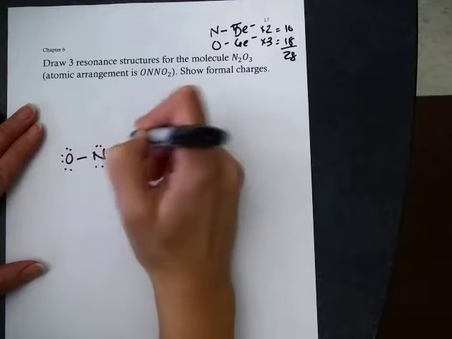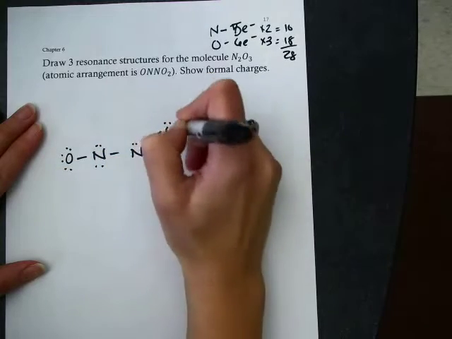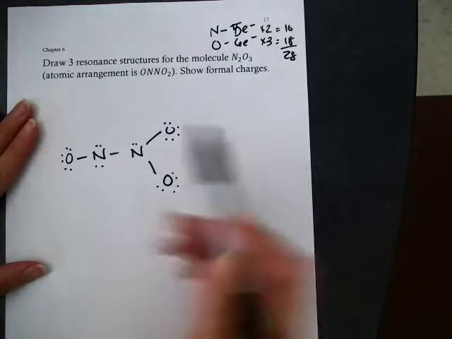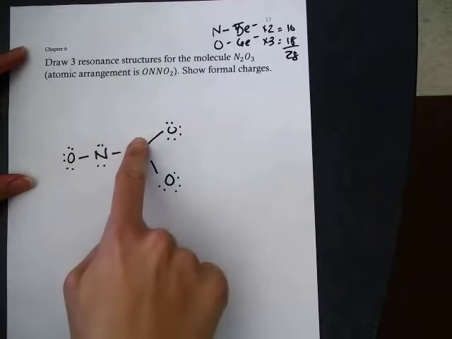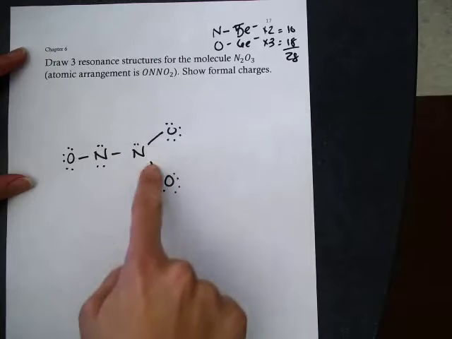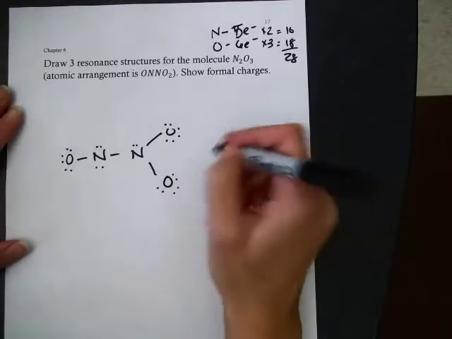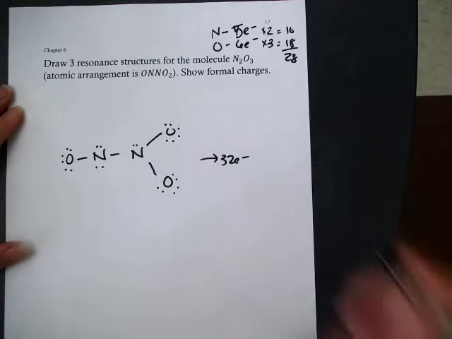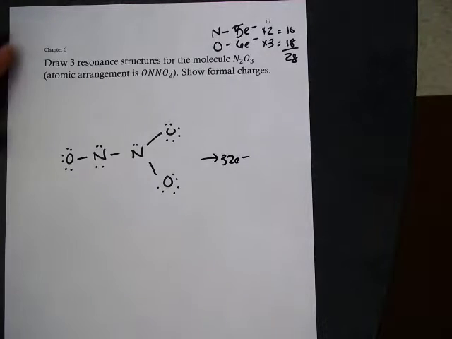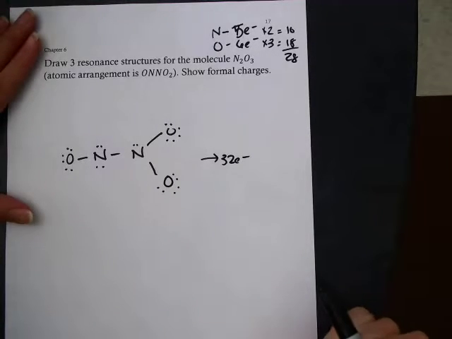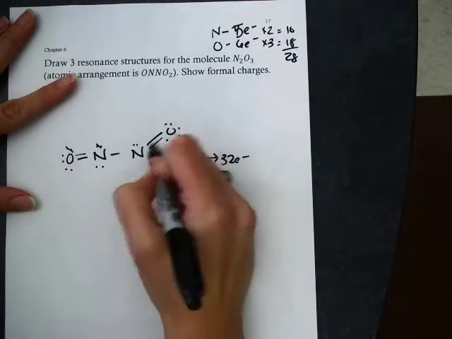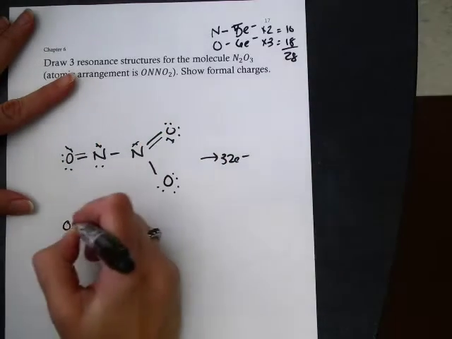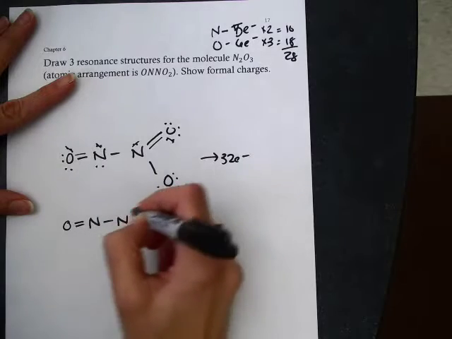Complete the octet on everything. All right, count them up. 14, 16, 18, 20, 22, 24, 26, 28, 30, 32. Okay, so I'm going to need to put in some multiple bonds, 2 of them, right, to get that number down from 32 to 28. So one thing I could do is I could put one on the oxygen on the left and one on the oxygen on the right.